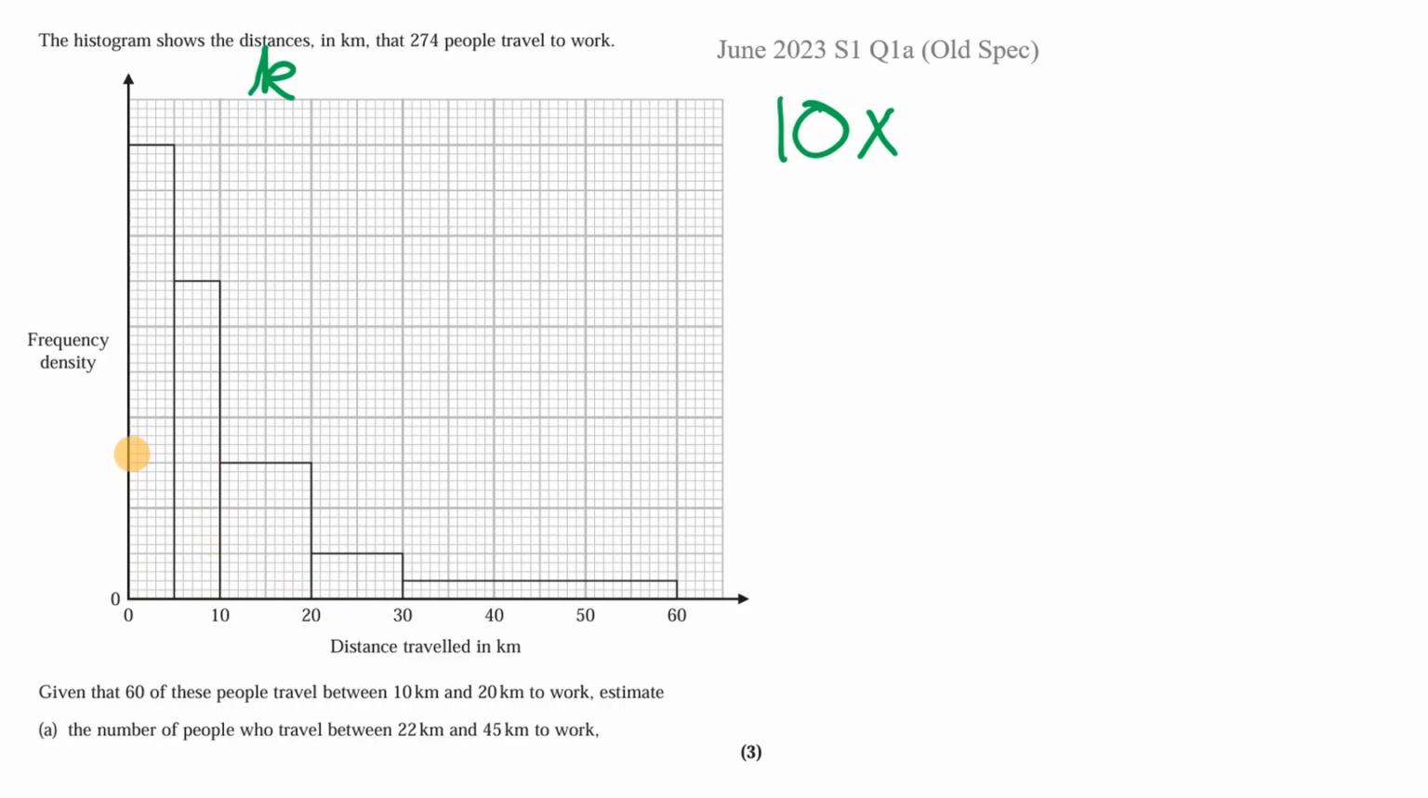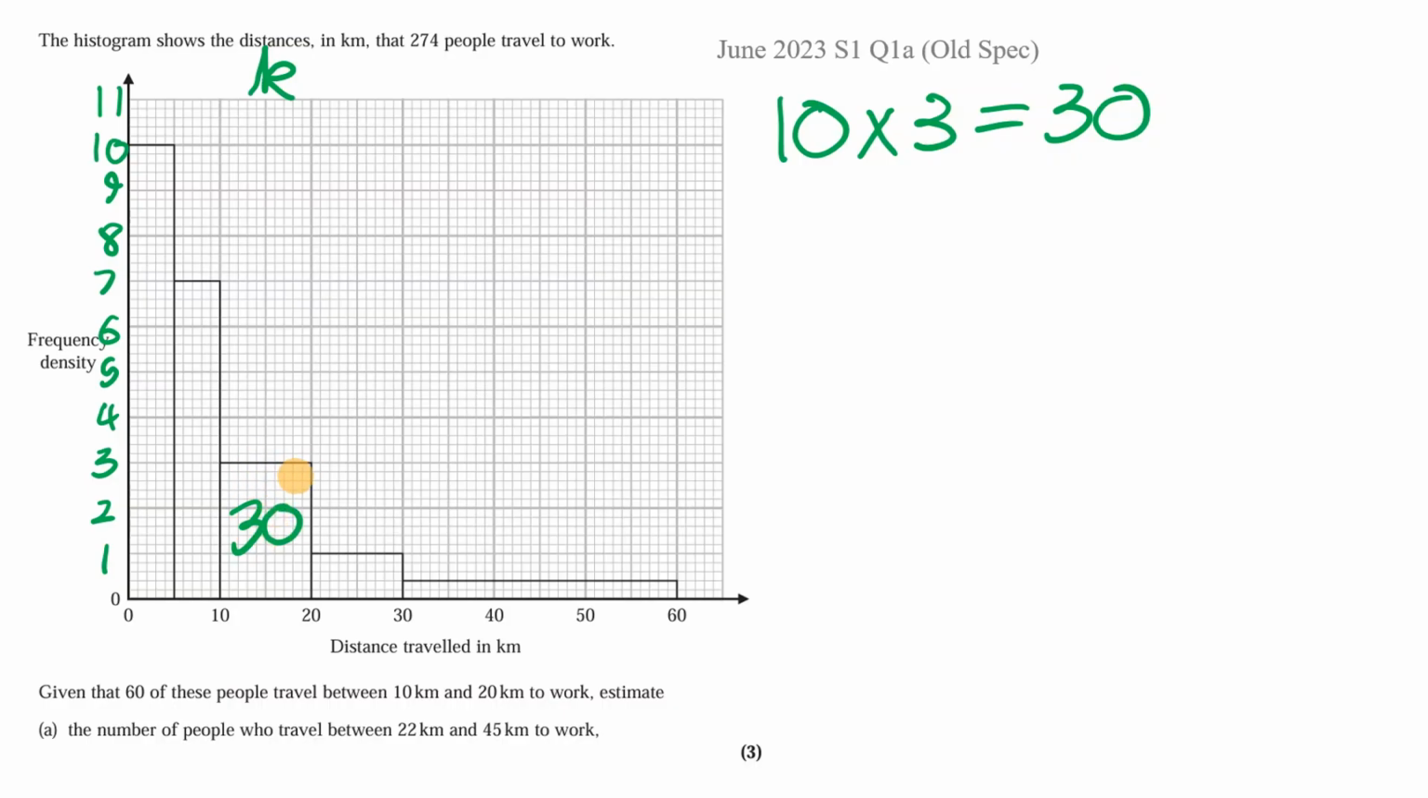So this is another one of the examples where we're not given the y-axis, so we can just label it however we want. So I'm going to say that this is 1, this is 2, this is 3, this is 4, this is 5, this is 6, this is 7, this is 8, this is 9, this is 10, and this is 11, okay? So using this, the height of this bar here is 3. So 10 times 3 is 30. So this is the area of this bar here.